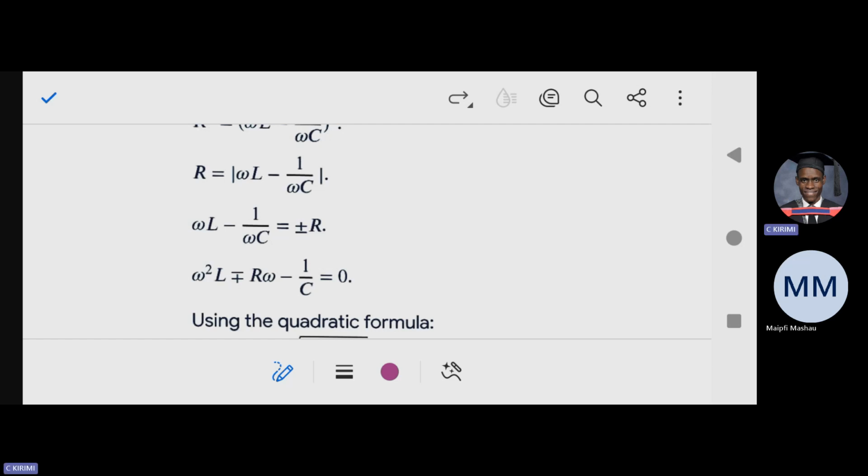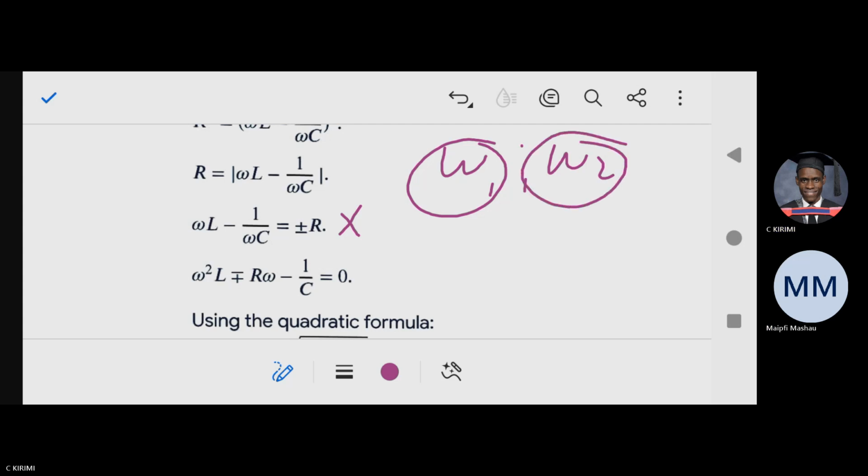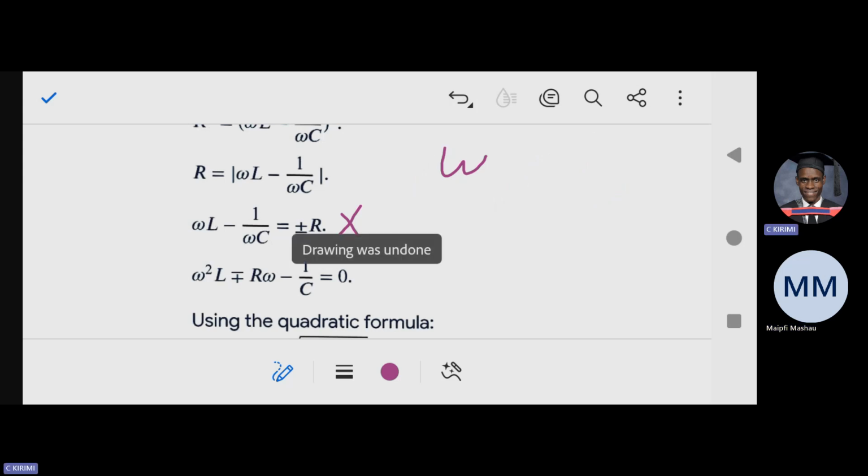Then, what did you do here? You multiplied each term by omega. You want to come to quadratic equation so that you can solve for W1 and what? W2. So how do you know W1 and W2? Because a quadratic has 2 solutions, which means this is solution number 1. Number 2. You get what you are saying? Oh, you multiplied everything by omega, so that at the end we are going to have 2 values for omega.